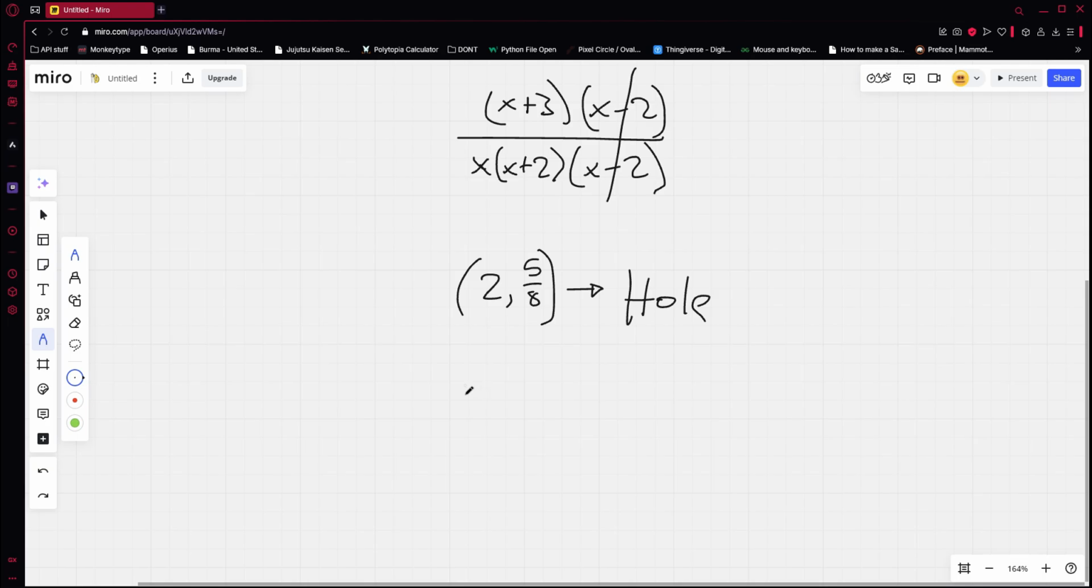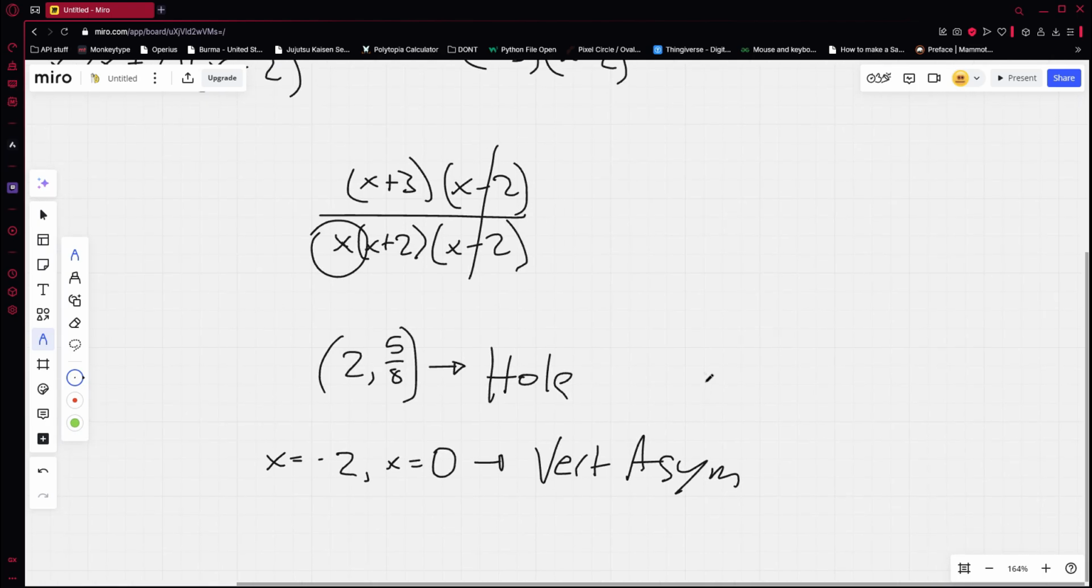So we have vertical asymptotes at x equals -2 and x equals 0. Boom. All you gotta do.